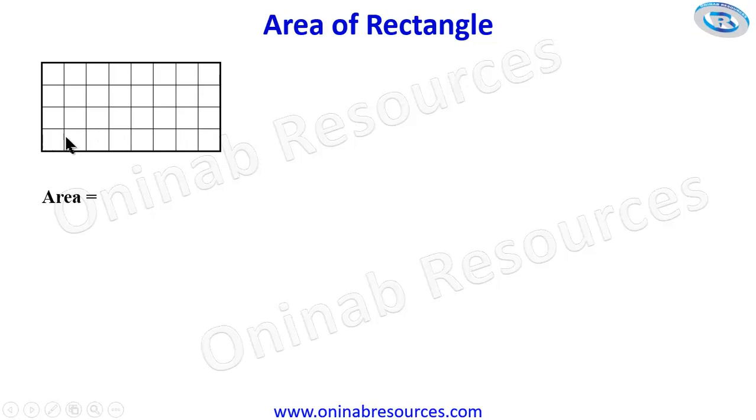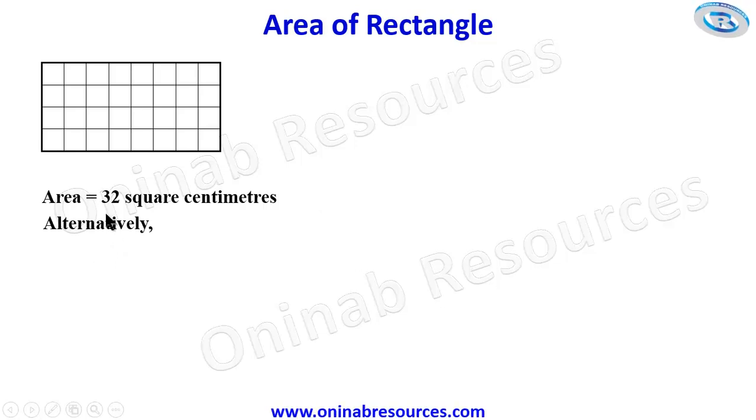So if we count 1, 2, 3, 4, 5, 6, 7, 8, 8 plus 8, 16 plus 8, 24 plus 8 gives 32. So it's demonstrated here now that the area of this rectangle is 32 square centimeters, since each square is 1 square centimeter, and we have 32 of the boxes giving us the 32 square centimeters.